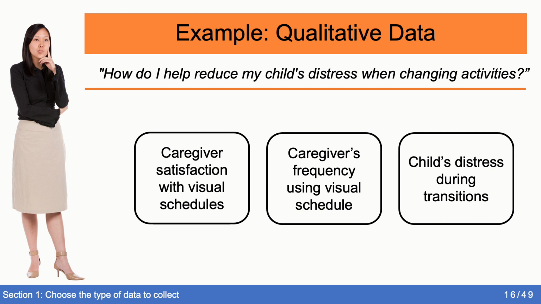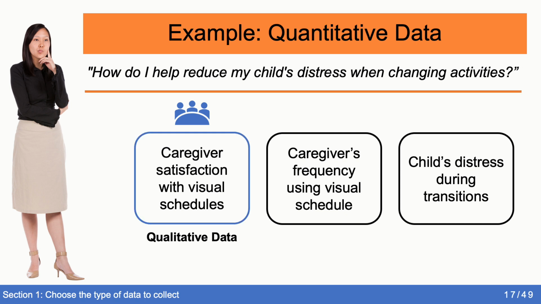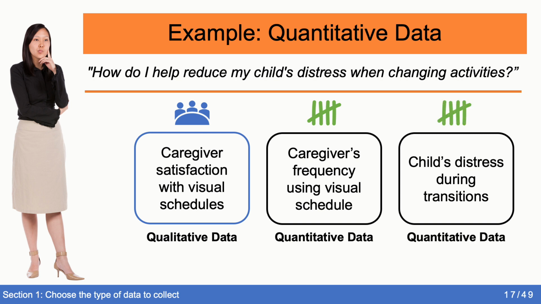Qualitative data is used to understand individuals' personal experiences and perspectives. In this example, caregiver satisfaction with the visual schedule therapy program is an example of people's personal perspectives, so the researchers might want to use a qualitative data approach. Quantitative data can tell us about measurable change. It is data that we count or use numbers to measure. So we can use a quantitative approach to count how frequently caregivers used the visual schedule program. We may also use it to measure how much children's distress changed after the therapy program.